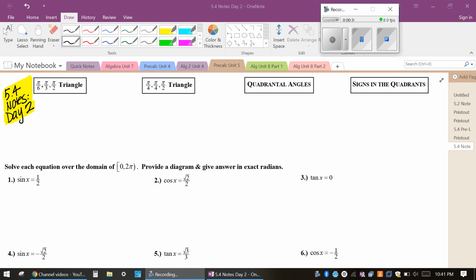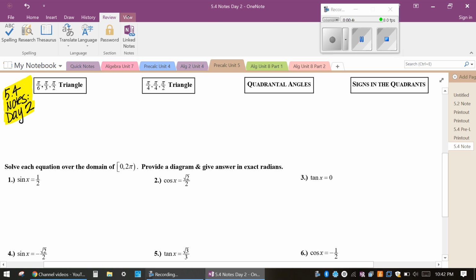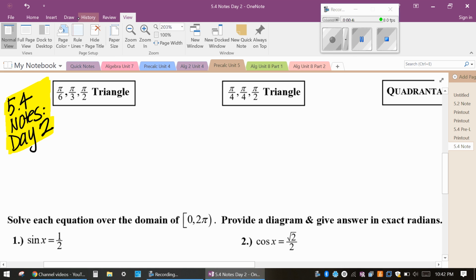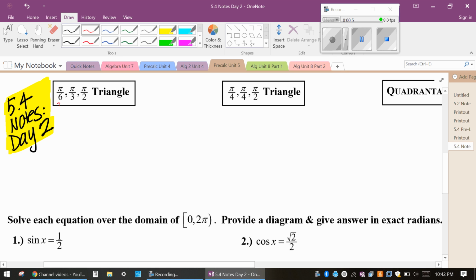Do you guys remember what angle pi over 6 is in degrees? What about pi over 3? Pi over 2? Okay, remember that pi over 6 is 30 degrees. Pi over 3 is 60 degrees, and pi over 2 is 90 degrees. You're supposed to have that memorized in Chapter 4, so if you haven't done so already, please make a point to memorize it now.